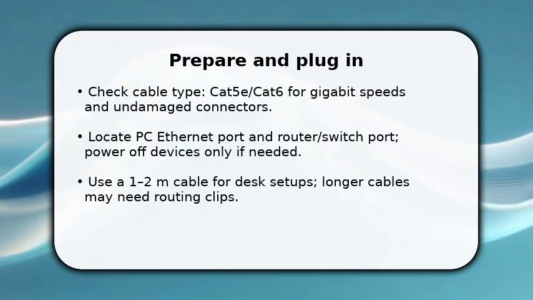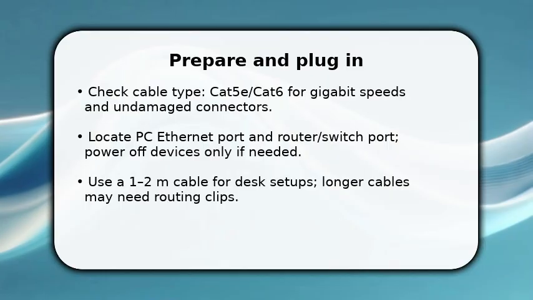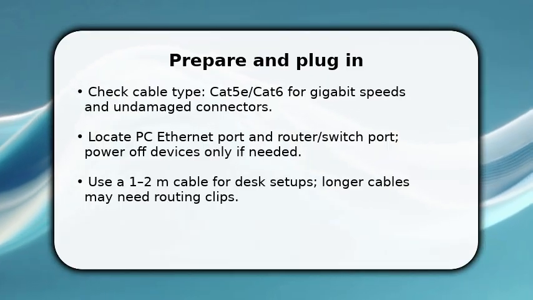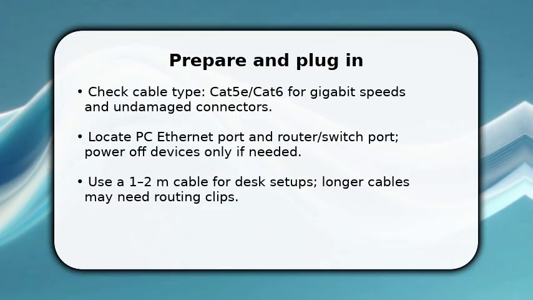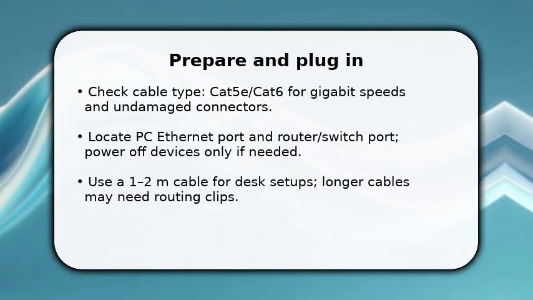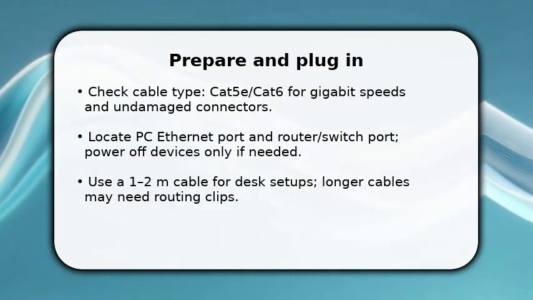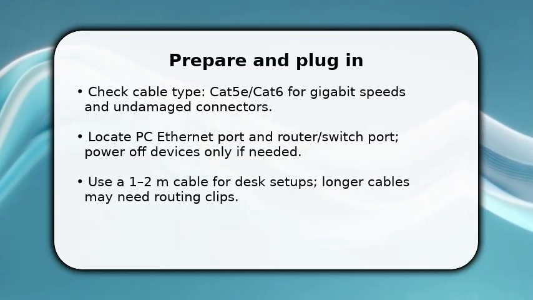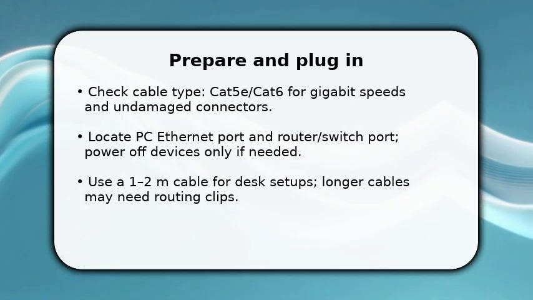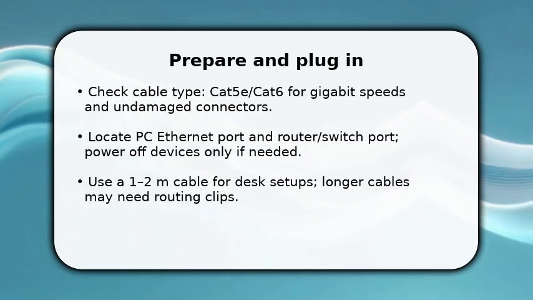You start by confirming cable type and ports so you get predictable speed. First, inspect the RJ45 connector for bent pins and choose Cat5e or Cat6 for gigabit. Damaged cables cause link failures. Next, position the router or switch near your PC and plan the cable route, using clips to avoid kinks.